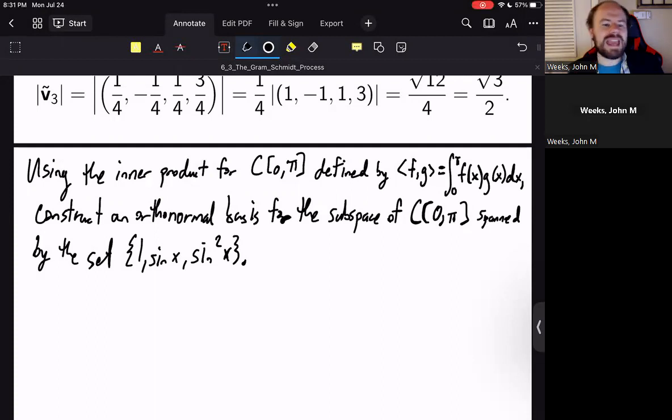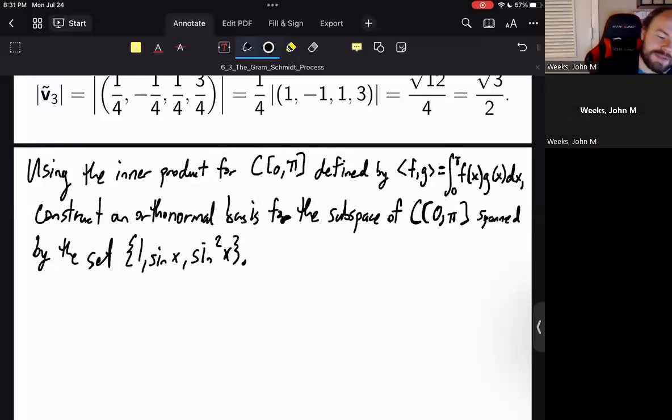Why don't we see if we can use the inner product of the continuous functions going from 0 to pi, and use this inner product of the two functions here being the integral of the product of those two functions going from 0 to pi, to construct an orthonormal basis for the set 1, sine x, and sine squared x.